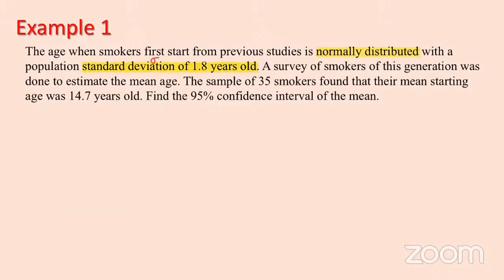We want to find the 95% confidence interval for the starting age of the smokers here, right? And for that, they are analyzing a sample of 35 smokers. So 35 smokers were asked when they started smoking. Okay, n equals 35. When you ask these 35 people, their average age was how much? 14.7 years old. Sample mean was 14.7. So at that age, they started smoking.